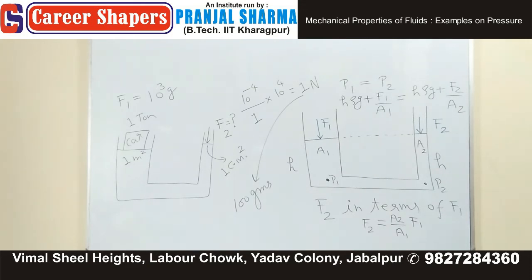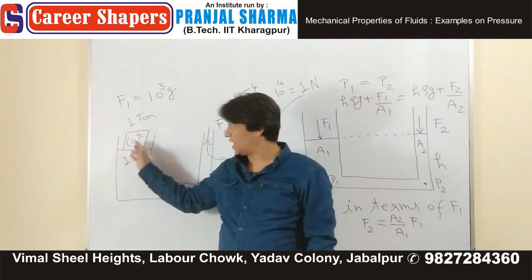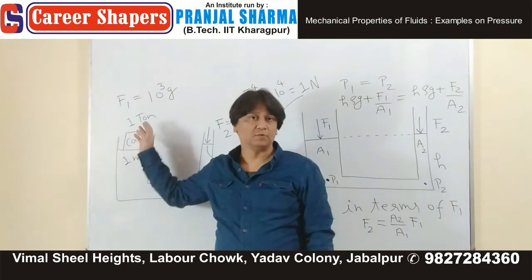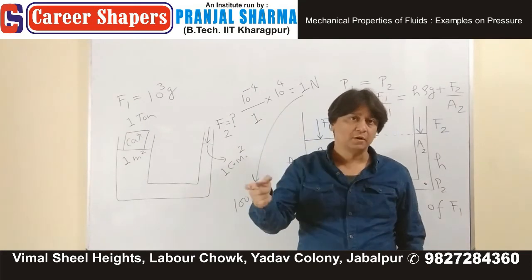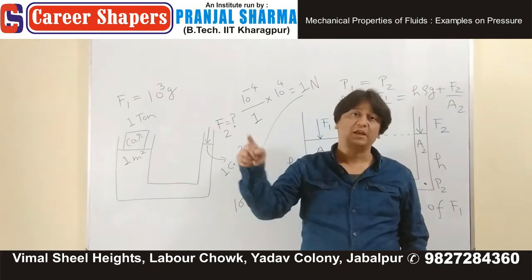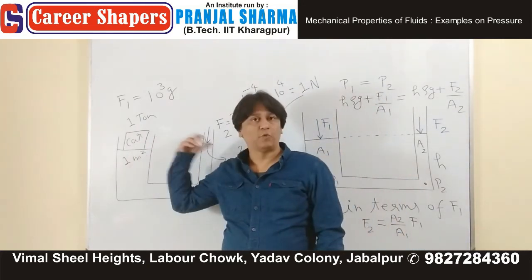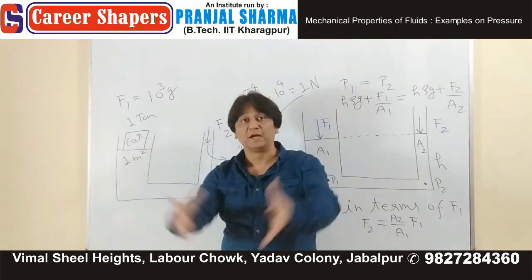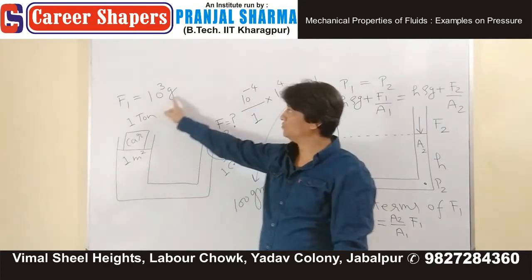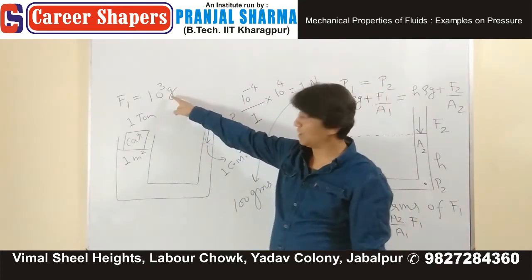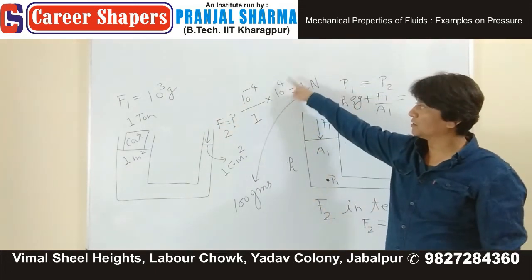One of you is saying that F1 is 10 to the power 3. No. Car 1 ton. What is ton? 10 to the power 3 Newton. No. 10 to the power 3 kg. 1000 kg. So this car, when I say it weighs 1 ton, it means its mass is 1 ton. Unit. Mass and its weight is what? mg. And therefore you need to multiply with g. That makes it what? 10 to the power 4.